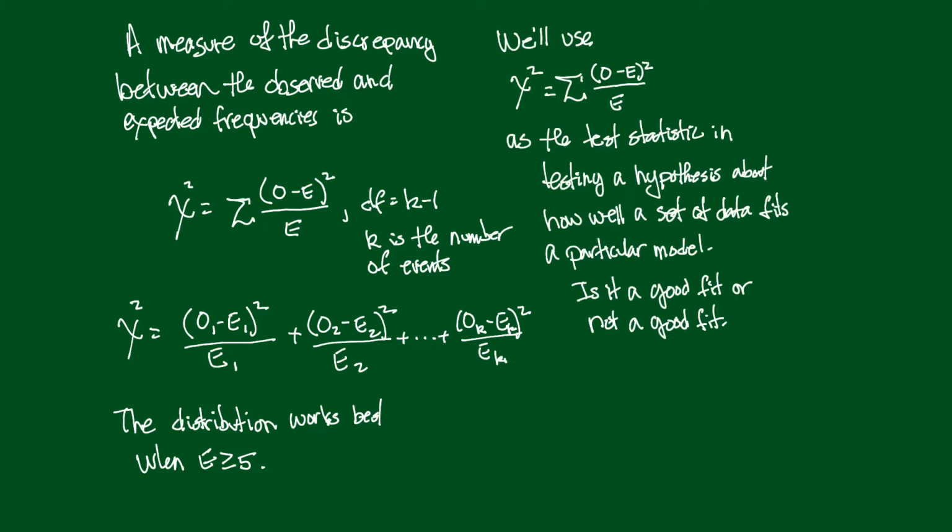We are going to use this chi-square as our test statistic in testing a hypothesis about how well a set of data fits a particular model. Do we have a good fit or do we not have a good fit? Now, I know this is one of those things that seems a little bit vague, and it probably is right now, and we'll clear it up when we do an example, and I hope it all comes together.